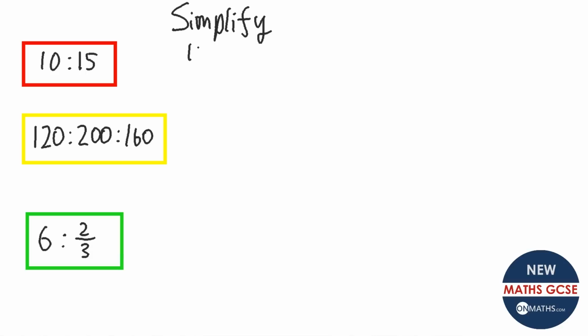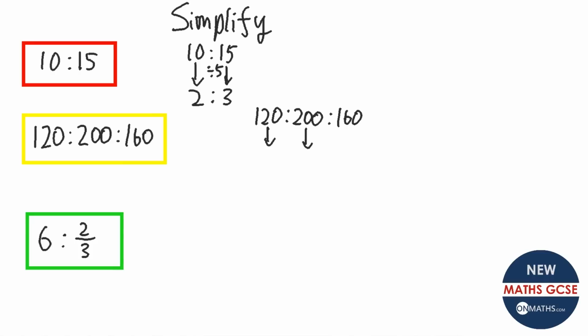Okay, so the first one, 10 to 15, can divide those both by 5, and you get 2 to 3. Next one, 120 to 200 to 160. Now what we can do is we can first of all divide by 10. So I get 12 to 20 to 16.